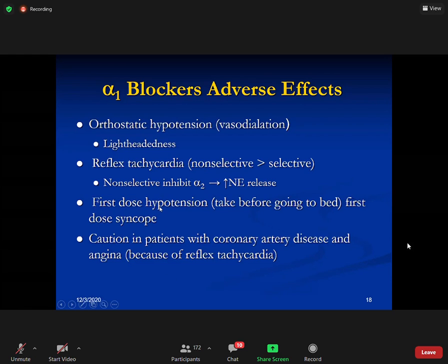Usually we have first dose hypotension and first dose syncope, but by the second or third dose, or later on, they will get used to it. Usually they will tell you to take it before bed so that you will not have this syncope. Be careful in patients with coronary artery disease and angina, because some patients may have only high blood pressure but their heart is working well. If a patient has cardiac disease or angina, be careful, because we don't want to increase the heart rate.